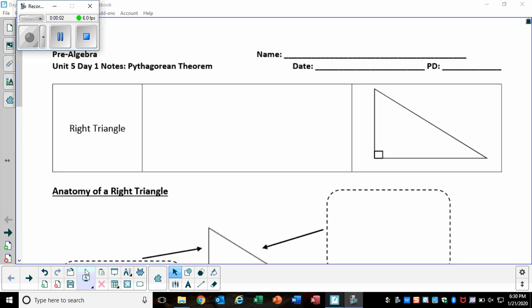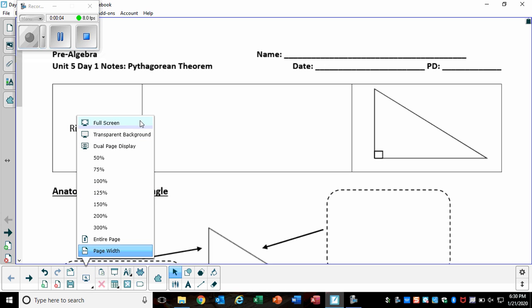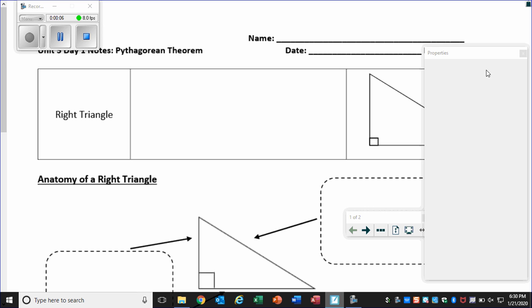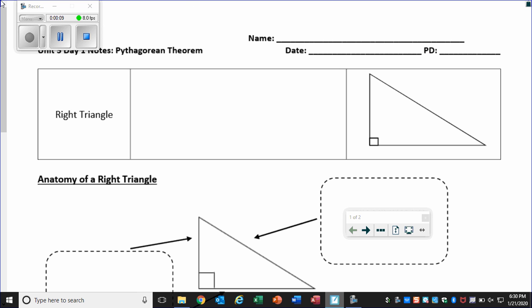Hello everyone, today we're going to be starting the next unit, which is all about triangles. This unit is called the Pythagorean Theorem, and it's basically dealing with right triangles. So let's go ahead and get started.